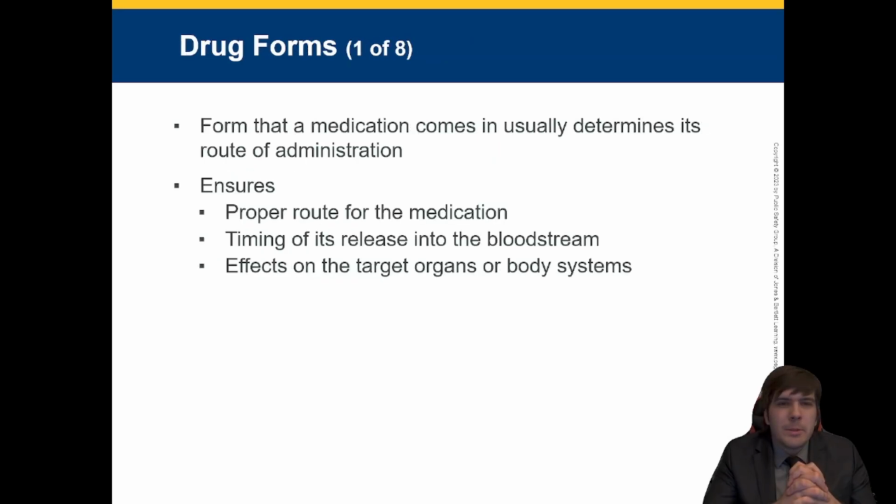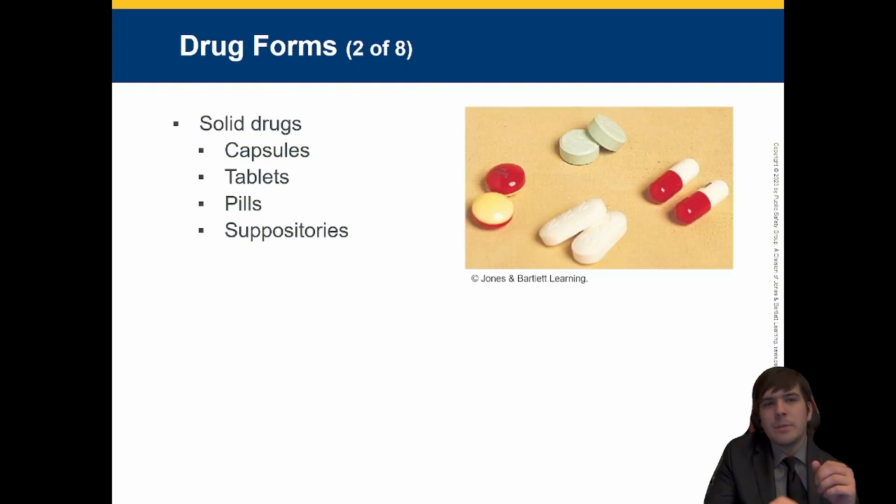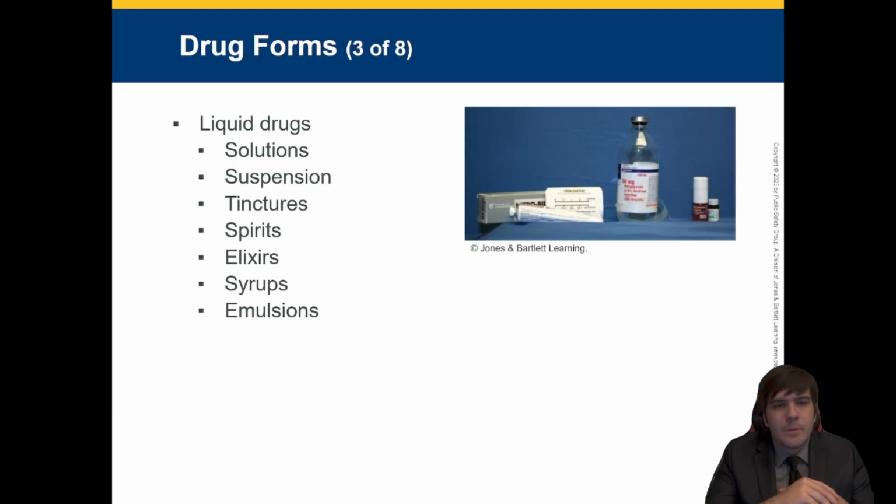Drug forms. So these are the forms of medication that they come in, and usually the form it's in will determine how it's administered. So this ensures proper route for the medication, timing of its release into the bloodstream, and effects on the target organs or body systems. So some solid drugs are capsules, tablets, pills, or suppositories. Liquid drugs: solutions, suspensions, tinctures, spirits, elixirs, syrups, and emulsions.